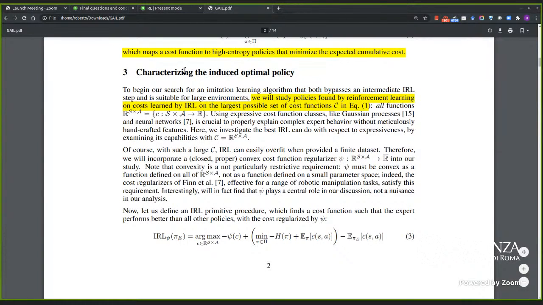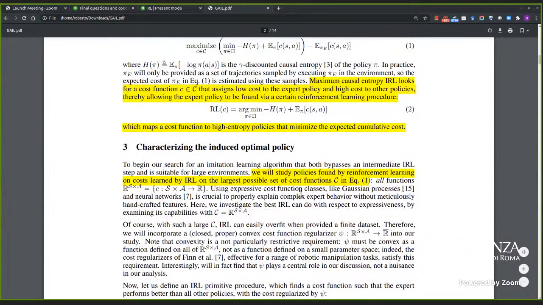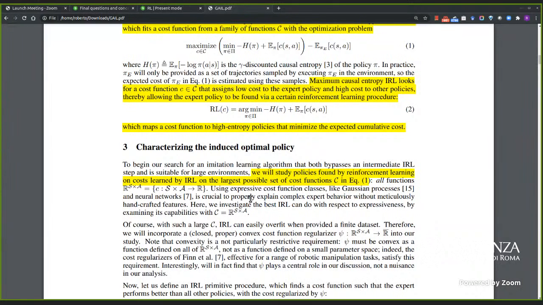How do they characterize the induced optimal policy? We will study policies found by reinforcement learning on costs learned by inverse reinforcement learning on the largest possible set of cost functions, see equation 1, which are all the cost functions that are valid in S and A. So you can use any kind of cost function class, like Gaussian processes, neural networks, and so forth.